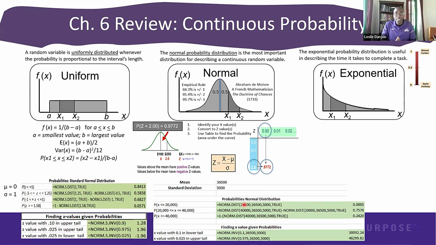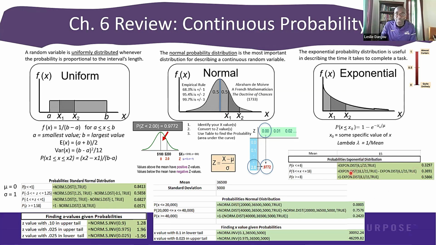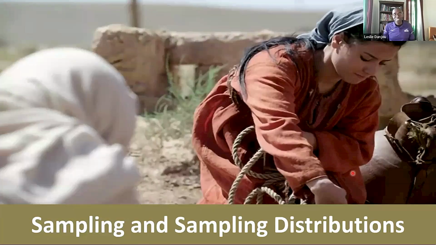Please be reminded, if you're going to the right, you must do 1 minus. If you're going in between two numbers, you must do the larger number first minus the smaller number. If you're just going to the left, you just use the regular function. Same concept for exponential. We use the expon dot distribution. So with that said, let's get into our lesson for today.